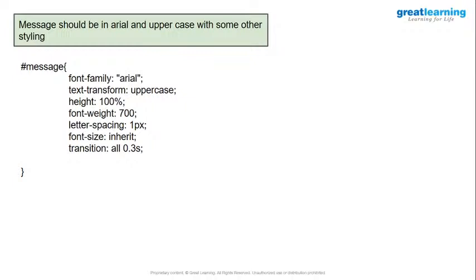Okay, so the message class that we used, that font family should be Arial, text transformation should be upper, letter spacing should be 1 pixel, font size should inherit from the parent, I mean to say the div, that is the parent of that container, the stripe, and the transition, again the transition.